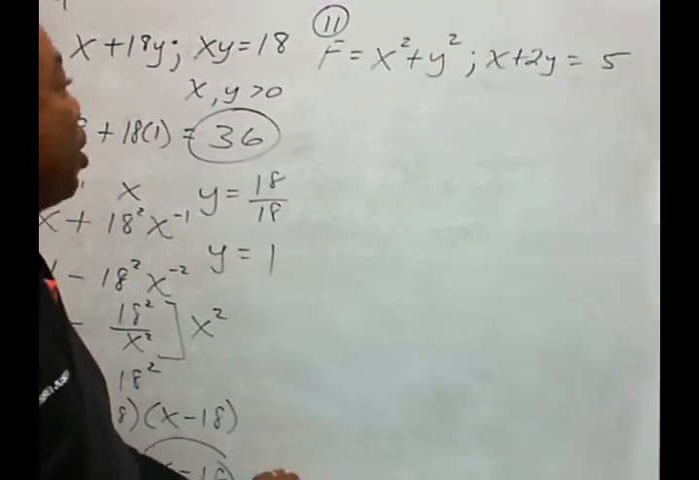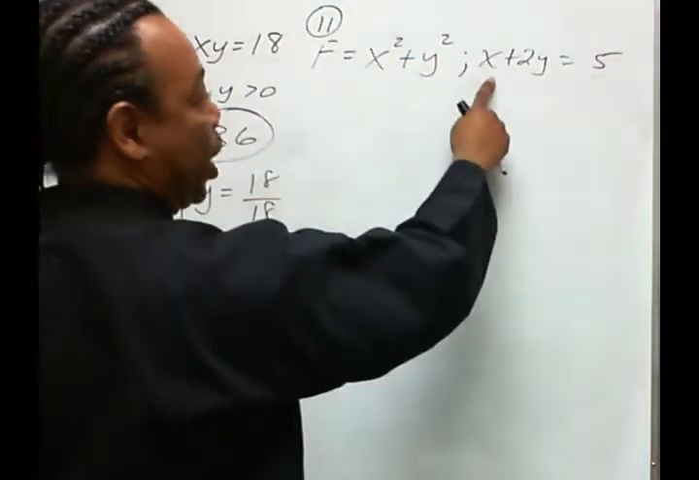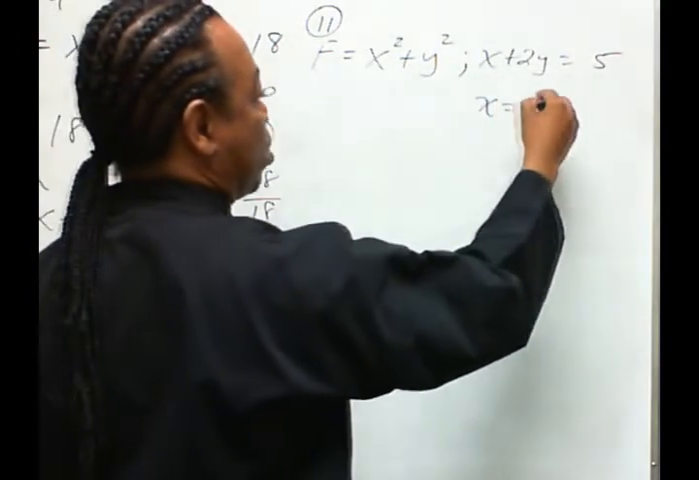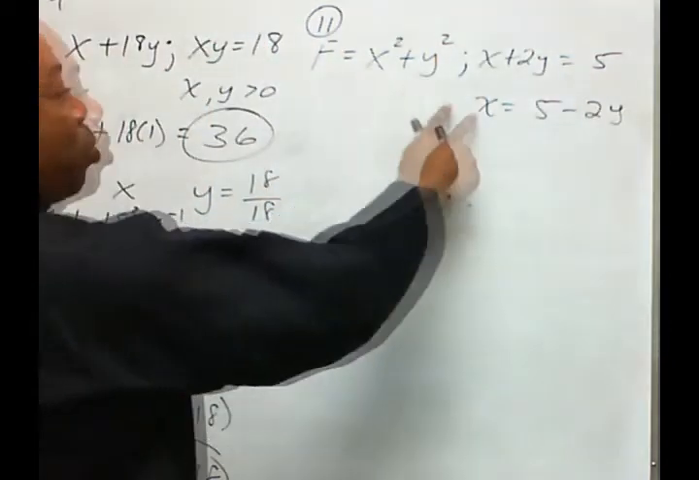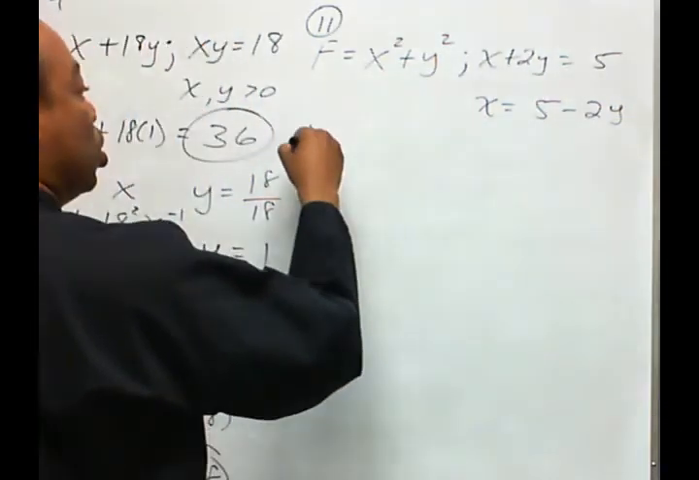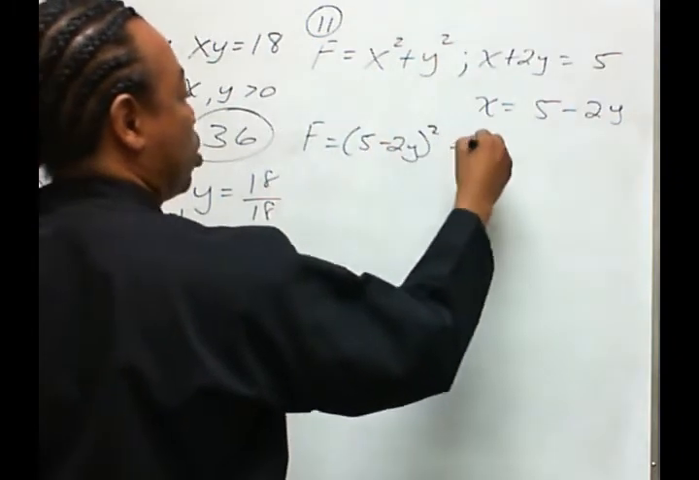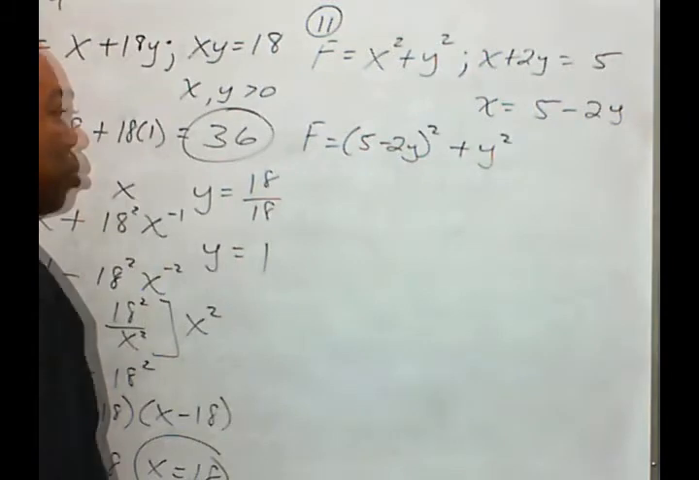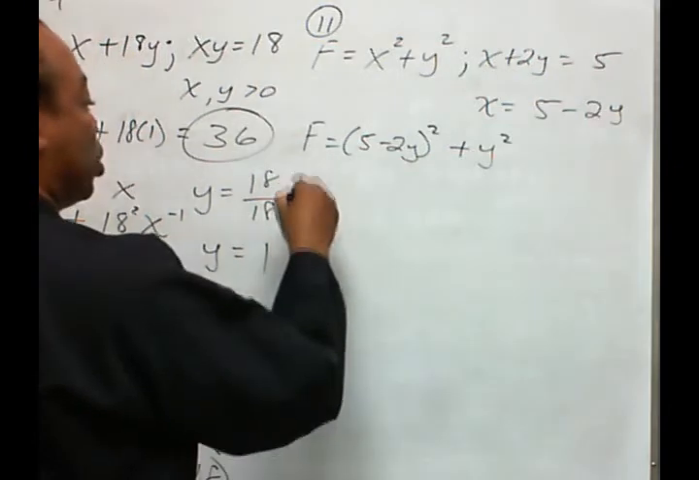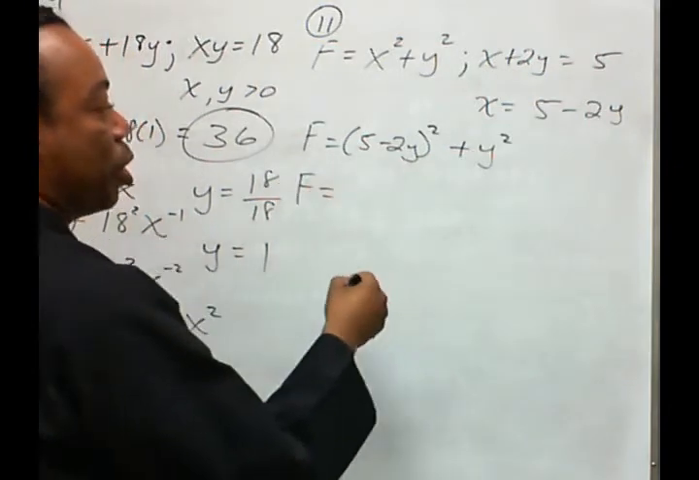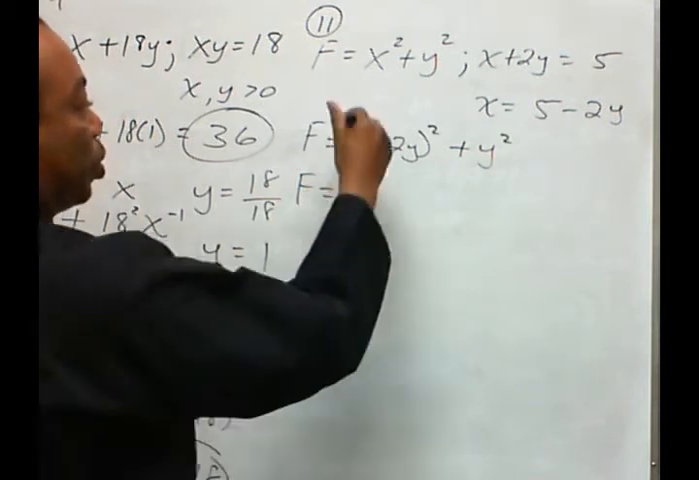We'll look for the minimum value again for this function f, and I'm going to use substitution. I'm going to solve for my x. This implies x equals 5 minus 2y. So I'll replace this x here with the 5 minus 2y. So we have f equals 5 minus 2y squared plus y squared. Okay, I'm going to expand this using binomial expansion, which will get a squared minus 2ab plus b squared. So this is my a.